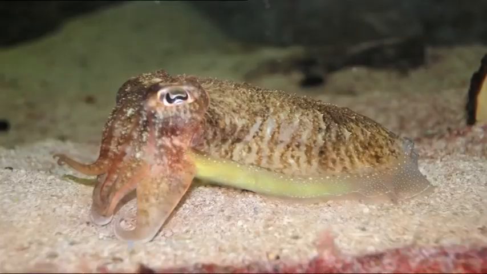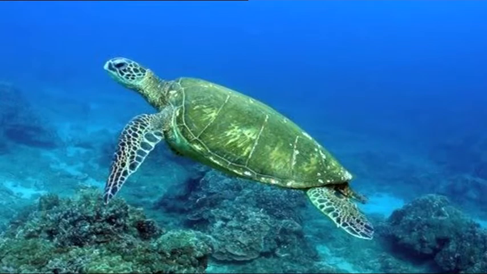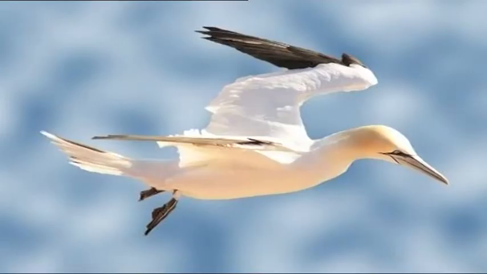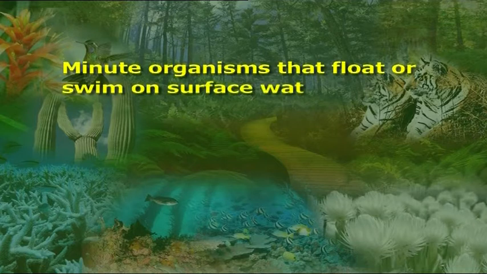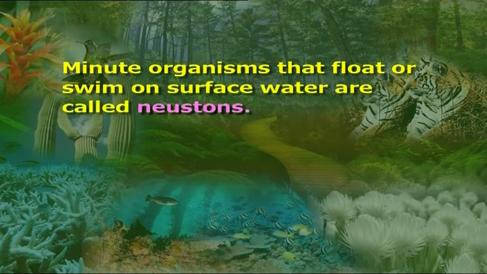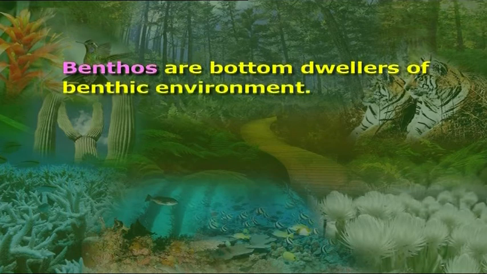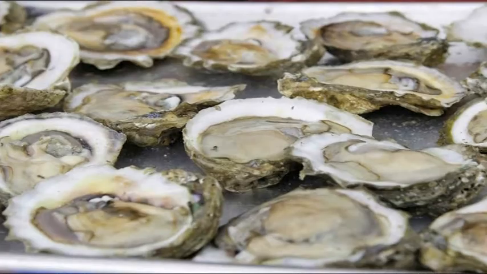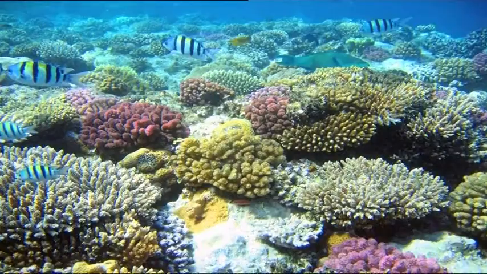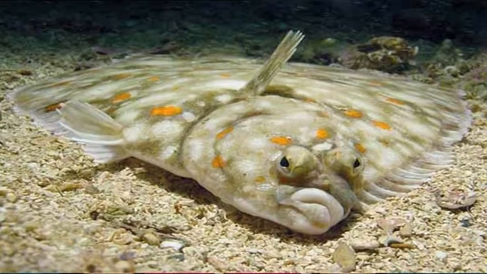Nectons are free swimming marine animals and essentially independent of water movements. Nectons are consumers such as cephalopods like sepia, bony fishes, sharks, sea turtles, whales, seals and seabirds. Minute organisms that float or swim on the surface water are called neustons. Benthos are bottom dwellers of the benthic environment. They are sessile forms such as chitons, oysters, sponges, corals, anemones, crabs, lobsters and flatfishes.